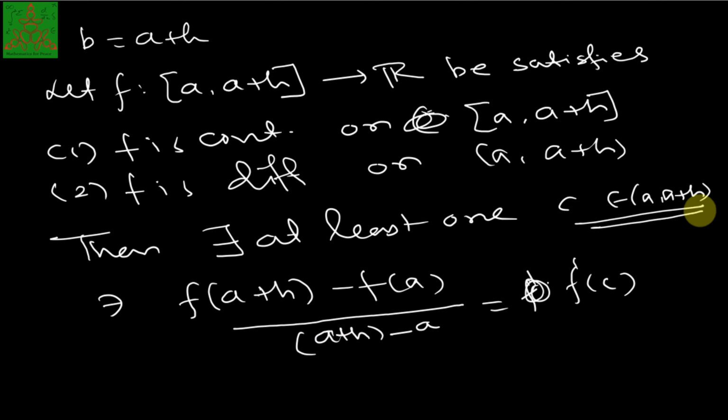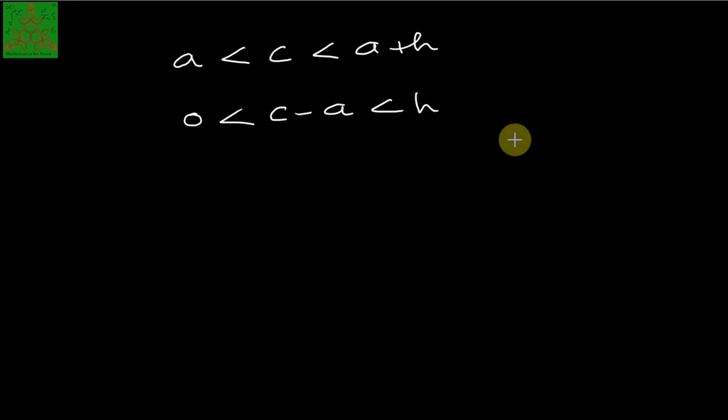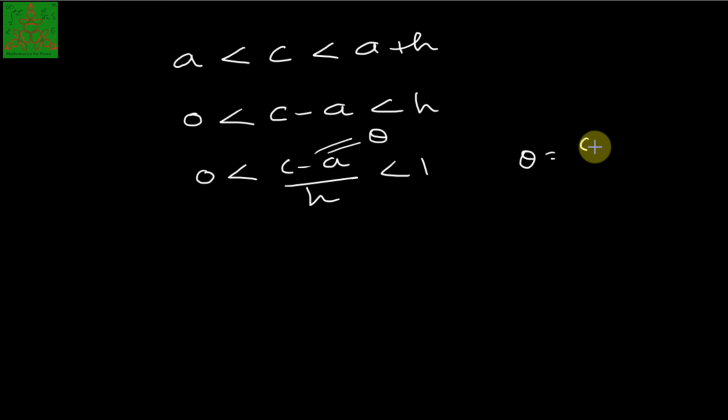Now what is the value of c we have? The value of c is between a to a plus h. So we'll need to modify this statement. If I subtract a from both sides, then this will give me 0 less than c minus a less than h. And if I divide by h, then c minus a upon h is less than 1. And if I call this value theta, then theta will be c minus a upon h. So the value of c you will have is a plus theta h.